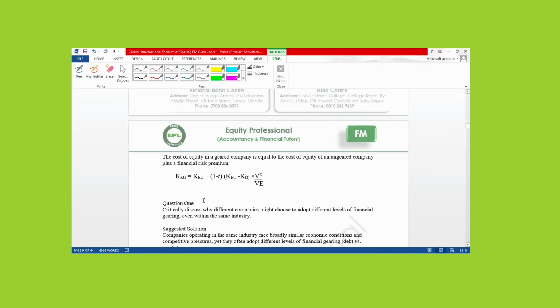Cost of equity of geared is equal to cost of equity of ungeared plus bracket 1 minus the tax rate multiplied by bracket cost of equity of ungeared minus cost of debt, close the bracket, multiplied by value of debt over value of equity. We are going to apply this formula if the company is paying tax.